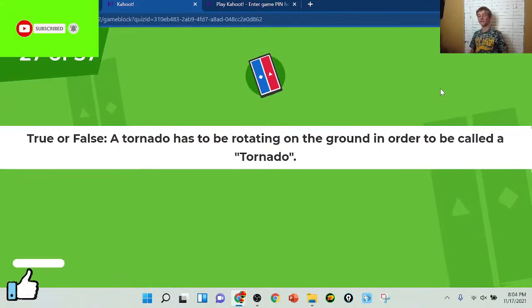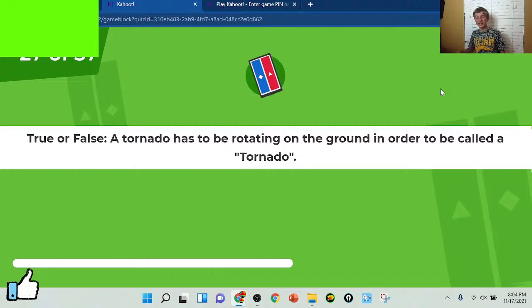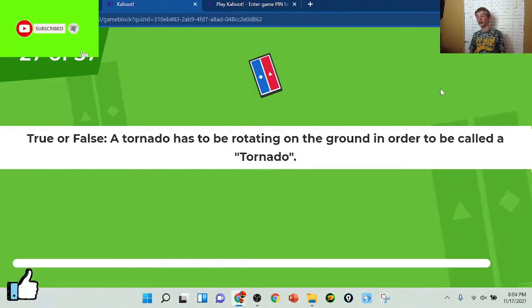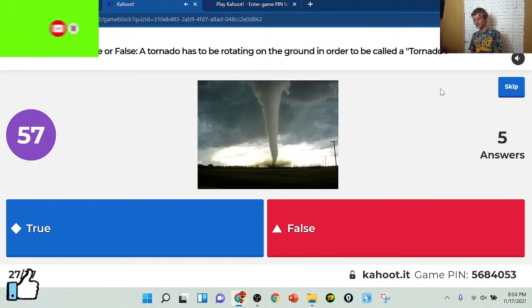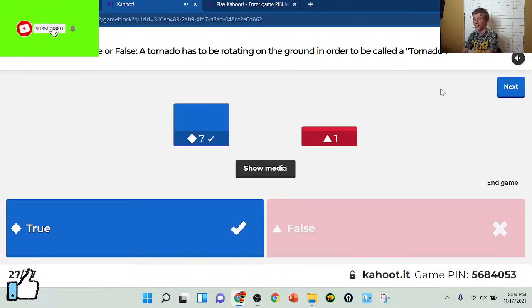True or false? A tornado has to be rotating on the ground in order to be called a tornado. I think Miss Kenny is the only one that is watching and not playing. Because I played with her. She helped me last night. Yes, so if it's just like in the air, it's just called a rotating funnel cloud, but it has to be physically rotating on the ground and touching the ground itself in order for it to get the name of a tornado. If it's just in the sky, it's just called a rotating column of air or a rotating funnel cloud.